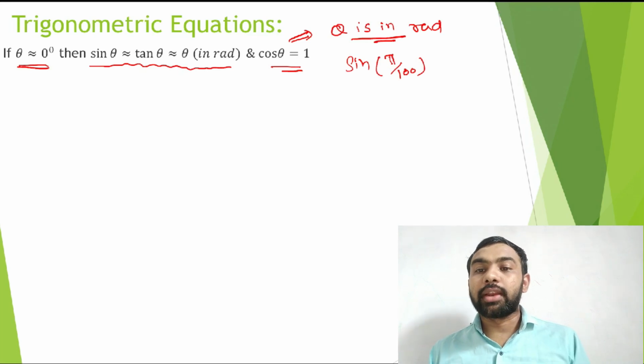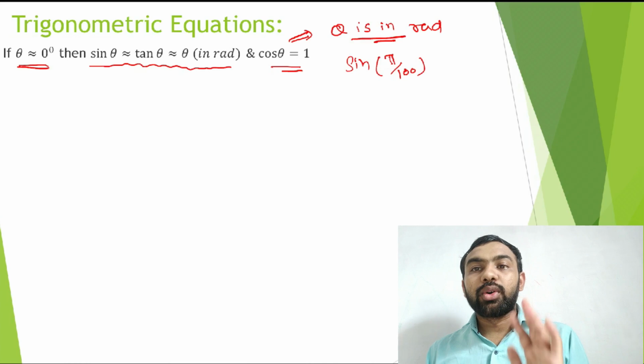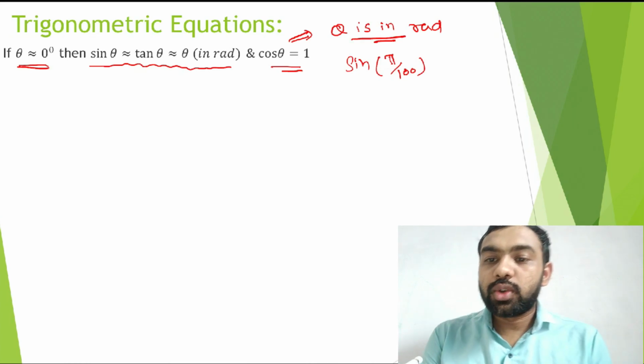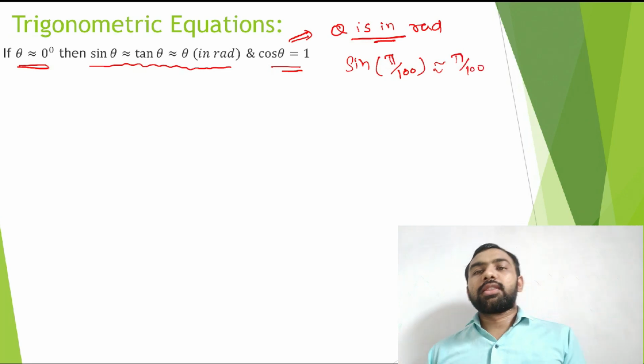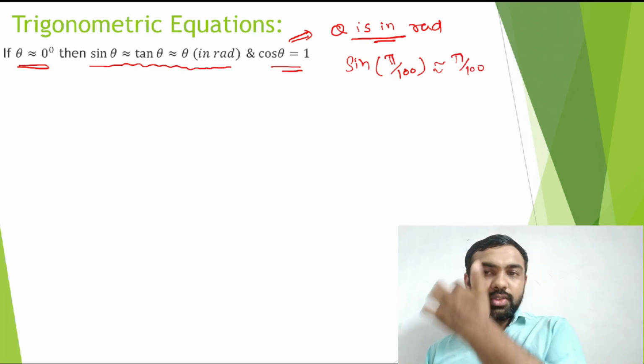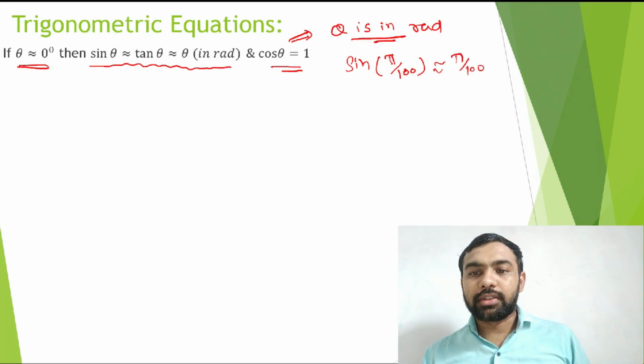Suppose you just want sin pi upon 100. You don't know how to write it, but pi upon 100 is much less, it's very small. It's very near to 0. Approximately it is 0. So here you write the answer is approximately pi upon 100. Why? Theta is in radian. If theta is not in radian, then we do not use this relation.